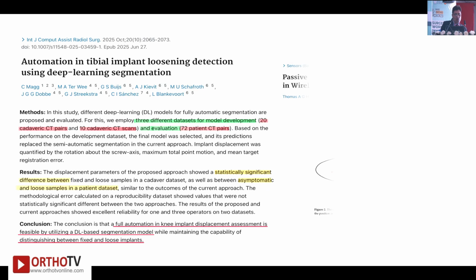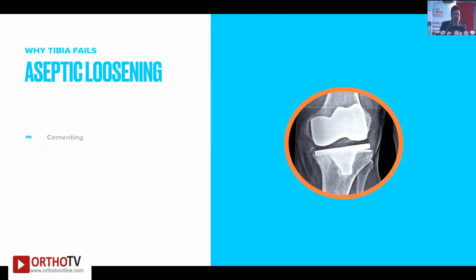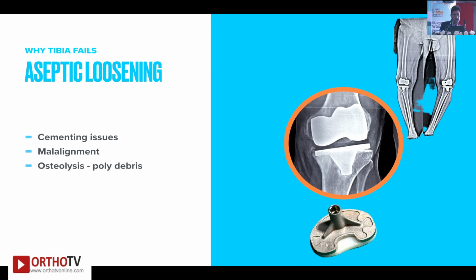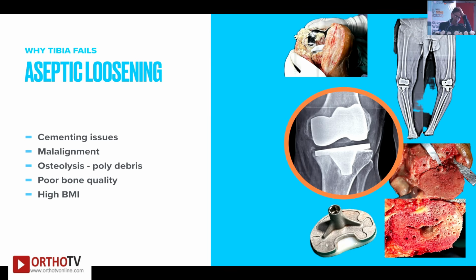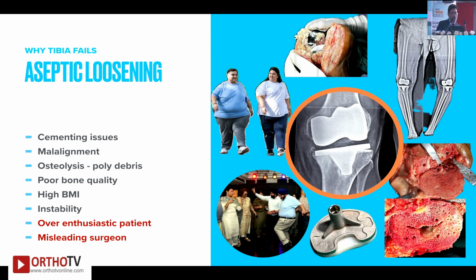Deep learning and automation and some bioelectric devices have been invented to pick the early aseptic loosening. So we'll look at the causes. So first is the cementing issue. We have seen it with the Attune tibia and others. Malalignment definitely contributes to it, though kinematic people will not agree with me. Osteolysis and poly debris, poor bone quality, instability, but the last two are the red markers: over-enthusiastic patient and misleading surgeons.